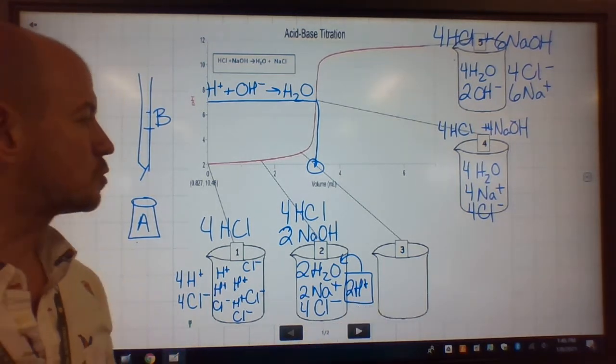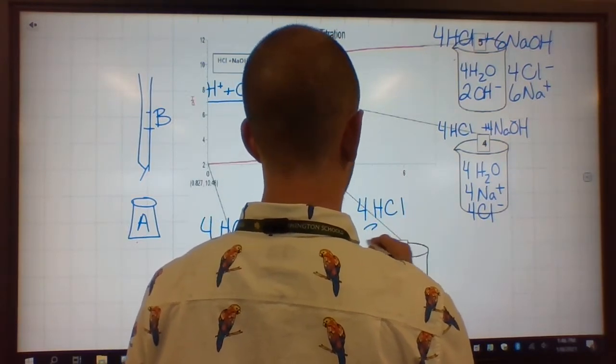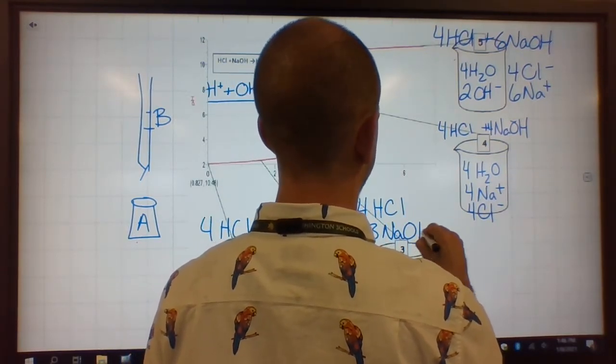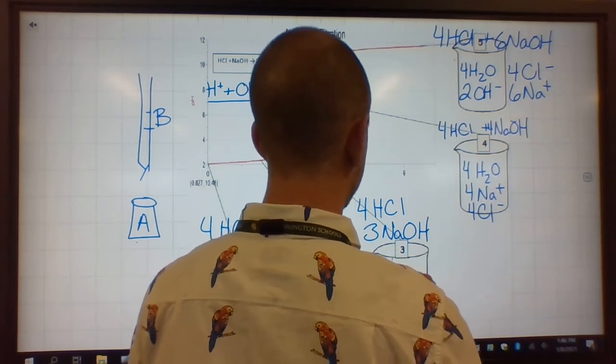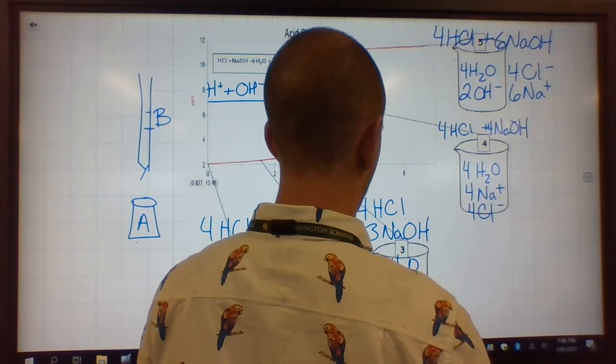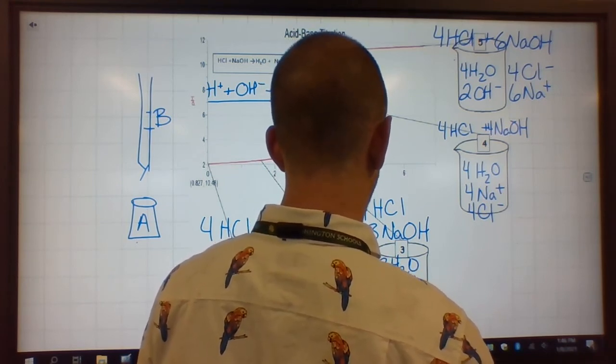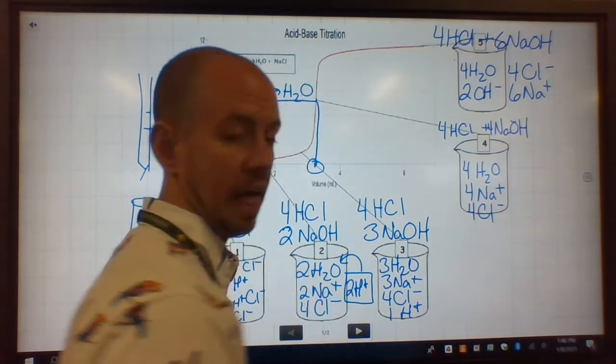The next one, also not super important other than practicing our stoichiometry and setting the framework here, but hopefully you could predict pretty accurately that that would make 3 waters with 3 sodiums, still 4 chlorides, and only 1 hydrogen left over.